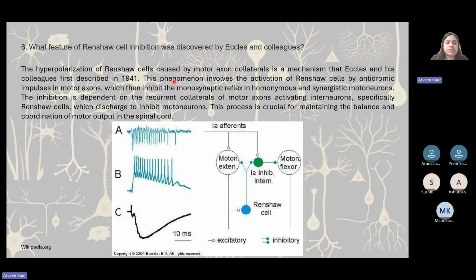So hyperpolarization of Renshaw cells caused by motor axon collaterals is a mechanism that Eccles and his colleagues first described in 1941. This phenomenon involves the activation of Renshaw cells by antidromic impulses in motor axons, which then inhibit the monosynaptic reflex in homonymous and synergistic motor neurons. The inhibition is dependent on the recurrent collaterals of motor axons activating interneurons, specifically Renshaw cells, which discharge to inhibit motor neurons. This process is crucial for maintaining the balance and coordination of motor output in the spinal cord.